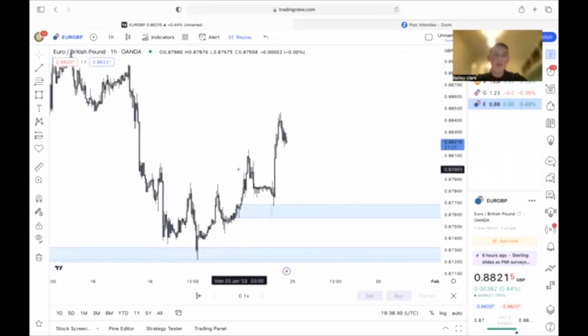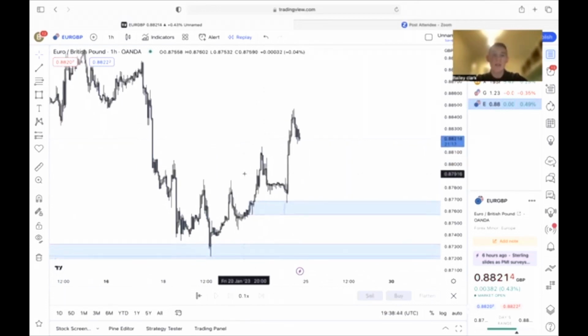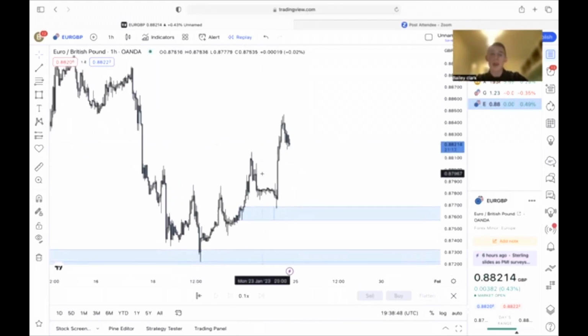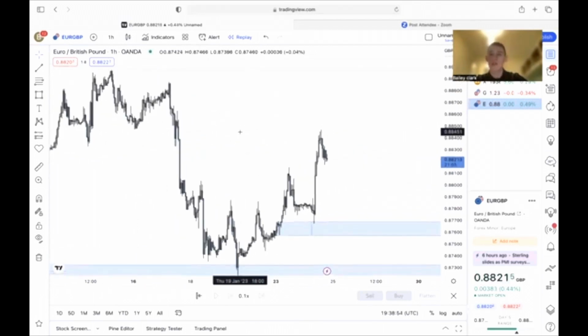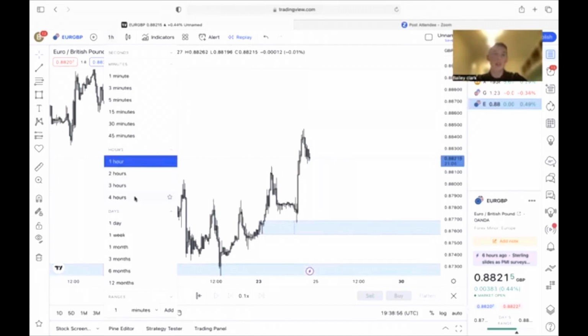So once we had the failure of supply, we waited for a pullback into a discounted area of imbalanced demand, which caused the initial break of structure and the supply failure. And then we just targeted a previous level of supply, which was the one that caused the break of structure. And that was literally all we used for this trade.